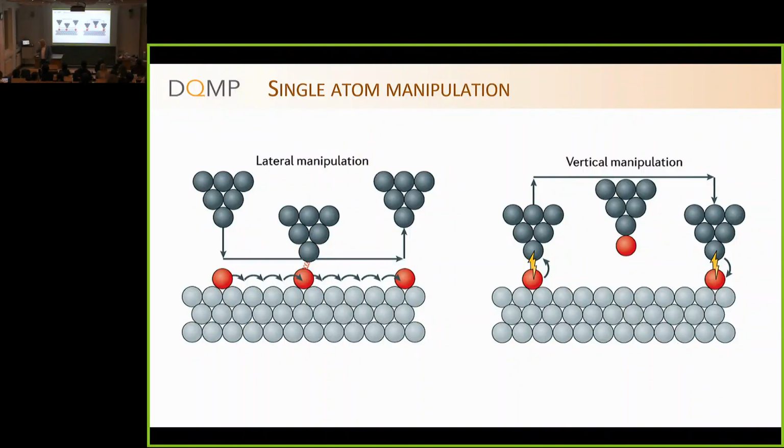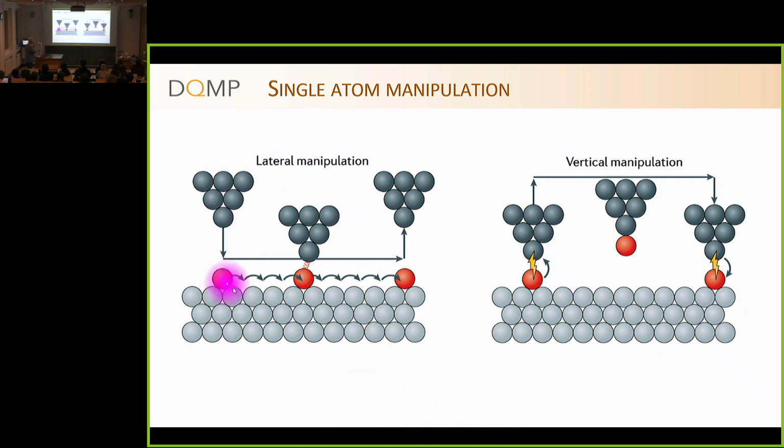Now, I did not say how these atoms are moved around. You could guess a bit from the movie I showed in the beginning. There are really 2 different ways. One is called lateral manipulation. In this case, you identify an atom which is sitting on the surface.